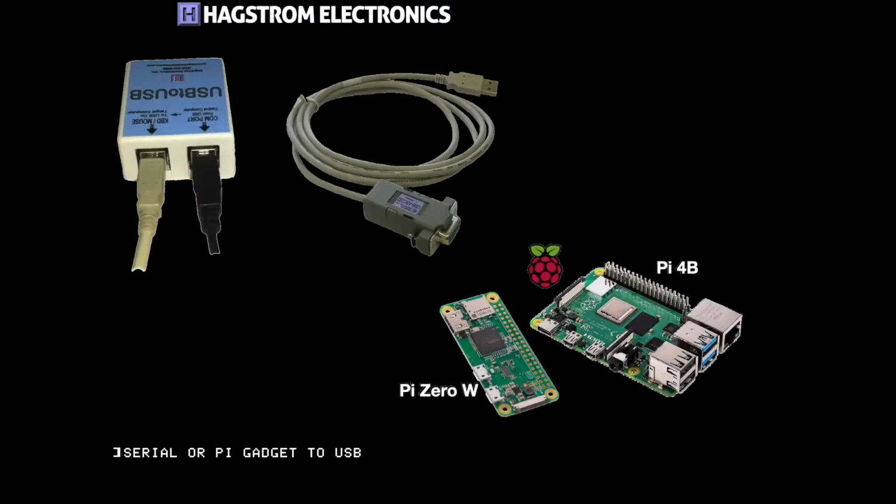Another option, the Raspberry Pi Zero-W and the Pi 4B, have a USB gadget mode that allows them to act as a USB peripheral, in this case a keyboard. In this demo, I'm going to focus on the USB to USB, but I will mention the Pi again before we're done.